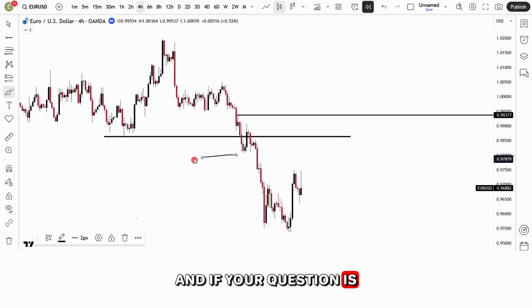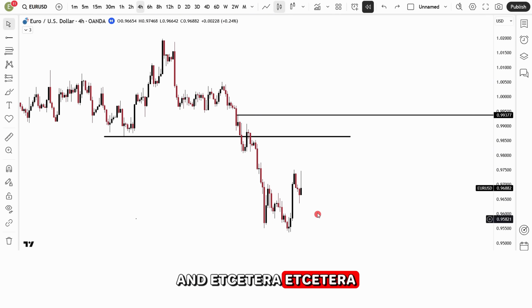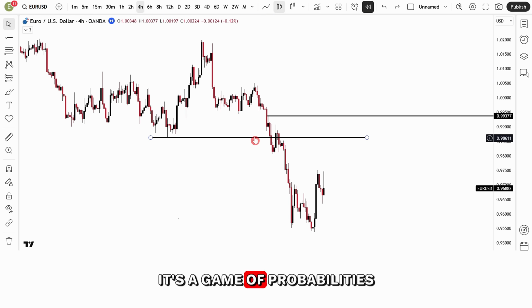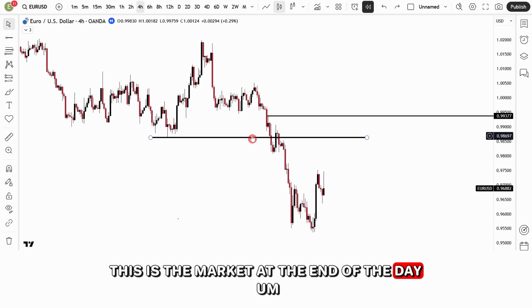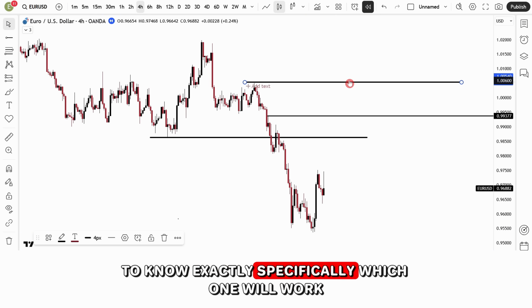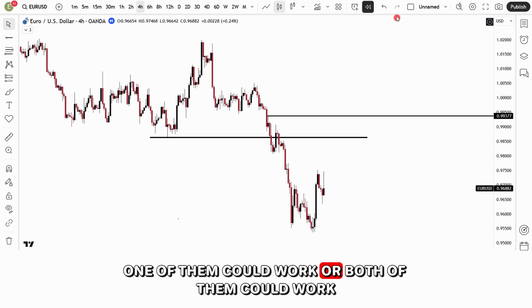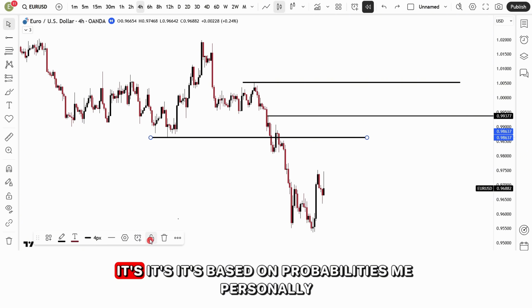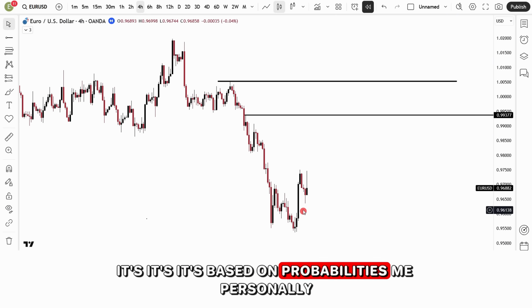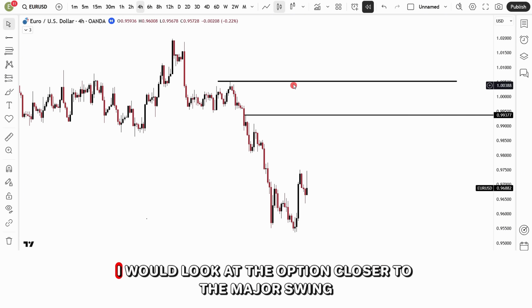And if your question is how would you know exactly which one is which, it's a game of probabilities. This is the market at the end of the day. To know specifically which one will work, one of them could work or both of them could work. It is based on probabilities. Me personally, I would look at the higher option. I would look at the option closer to the major swing.